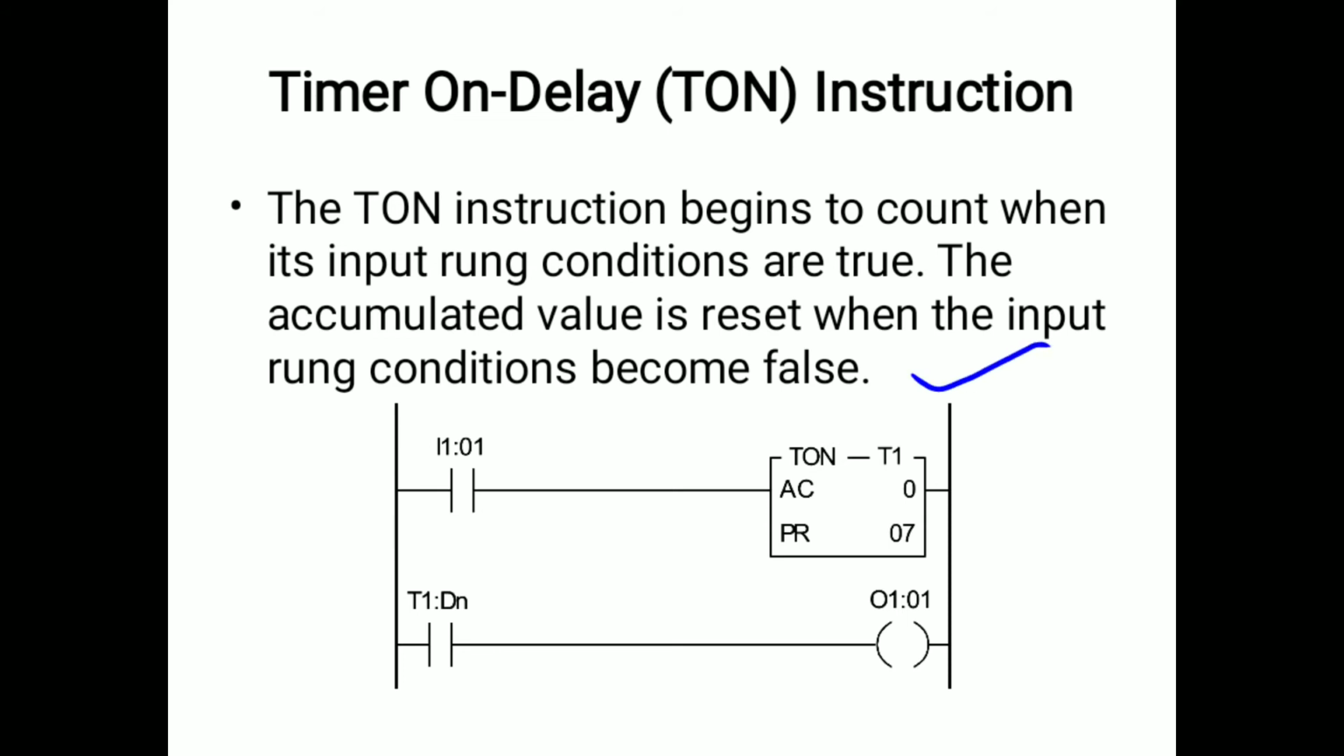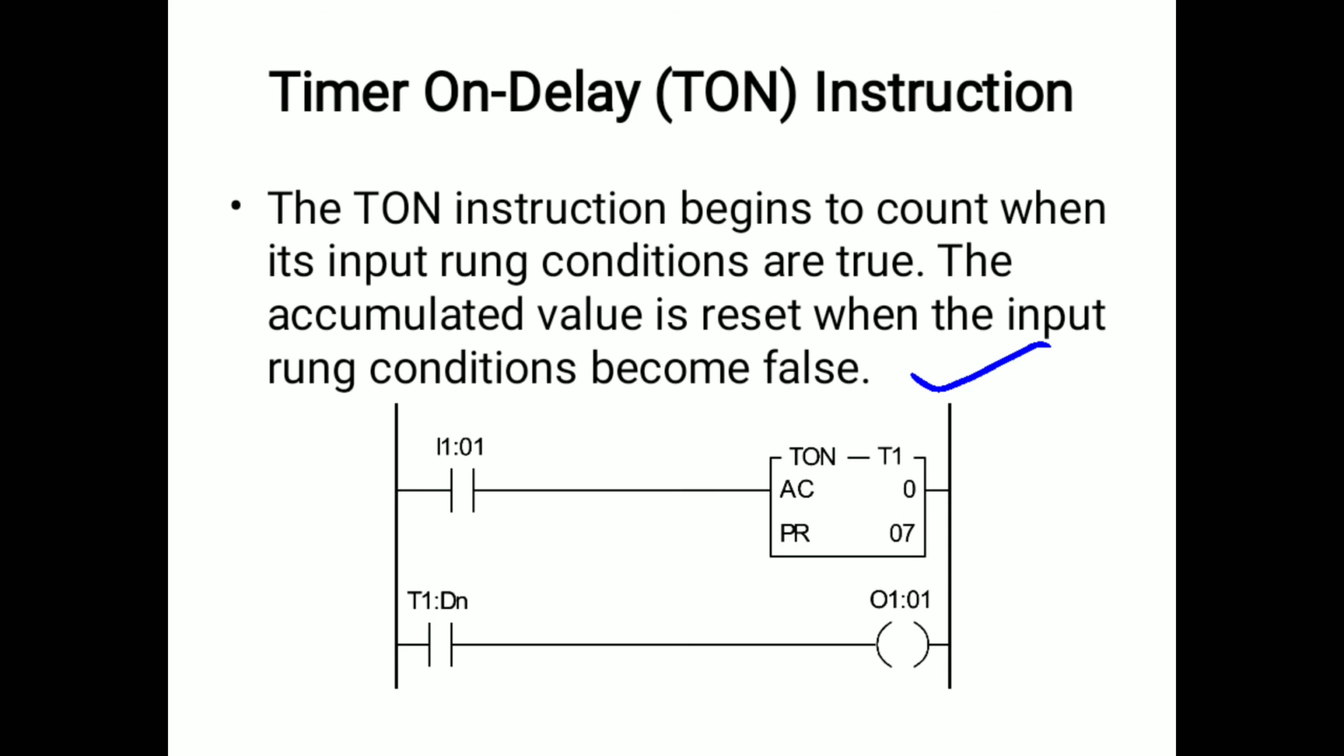This is the method to write the timer on instruction. We have written timer on, and T1 represents which timer we are using. We have given the timer number, it can be T1, T2, T3 according to the specification or notation of any company. Mitsubishi will have a different way to represent it. So every company has a different notation.